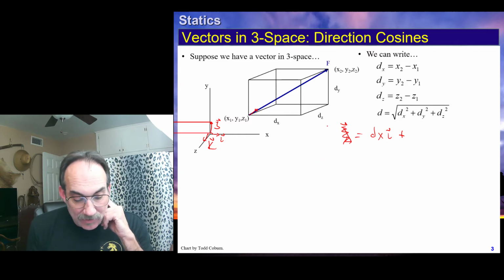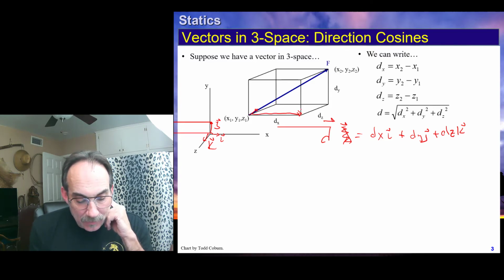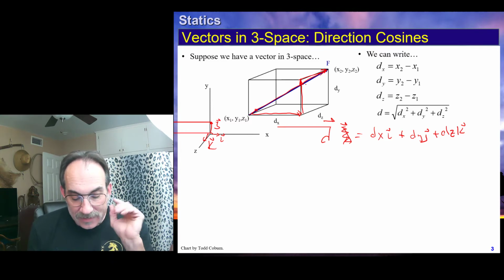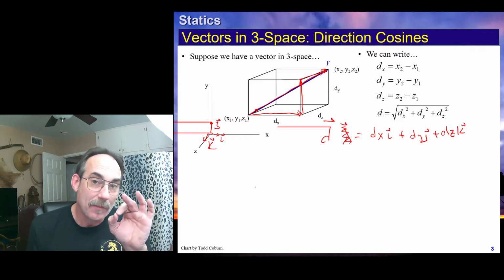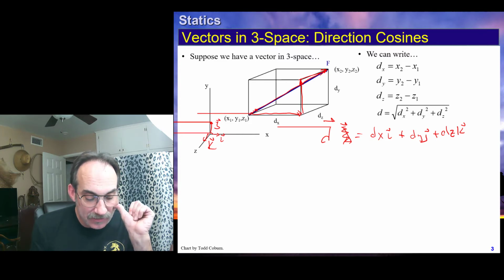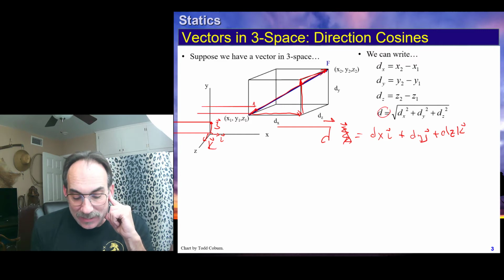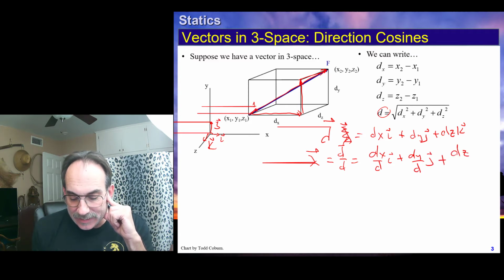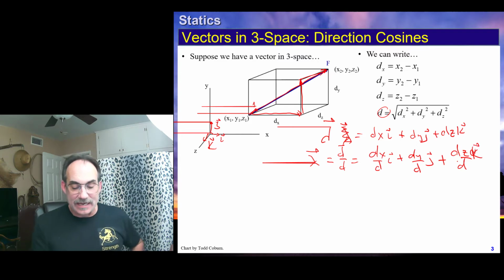So what we have here is this distance. The distance from 1 to 2 is actually dx i plus dy j plus dz k. That's the full distance, going dx in the i plus dy in the j plus dz in the k, and that perfectly defines our vector. Now what we're looking for is not that vector itself, but the unit vector, a little unit vector of length 1, which we get if we divide that by its total length. So if we take d divided by the total length d, that gives us the unit vector we were looking for: dx over d in the i plus dy over d in the j plus dz over d in the k, and that is our little unit vector.